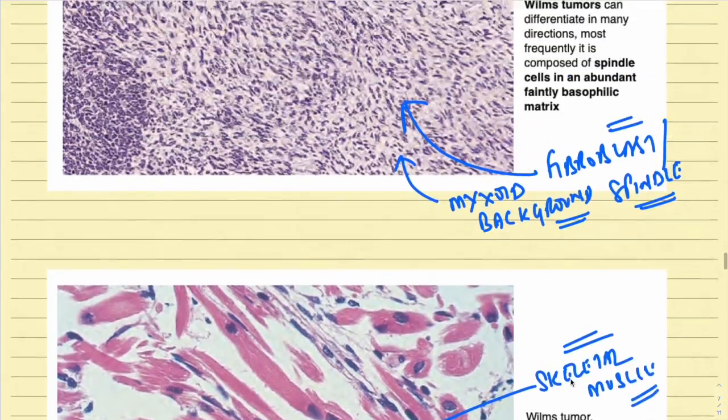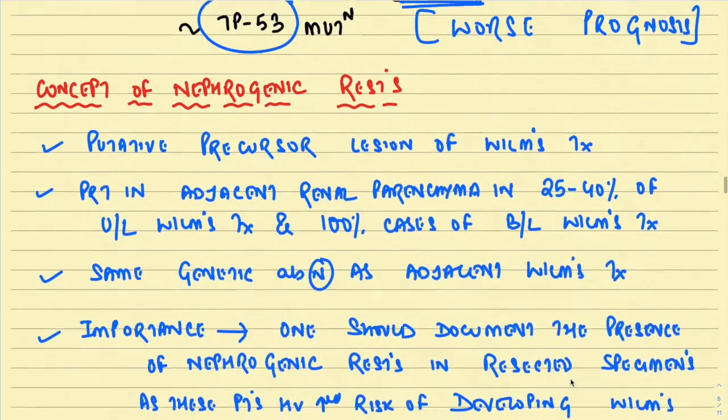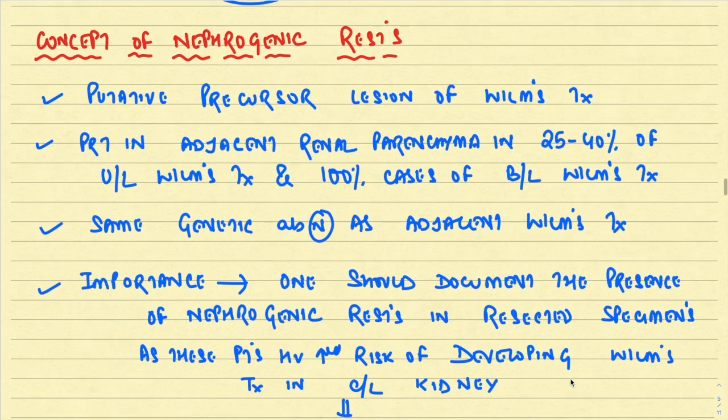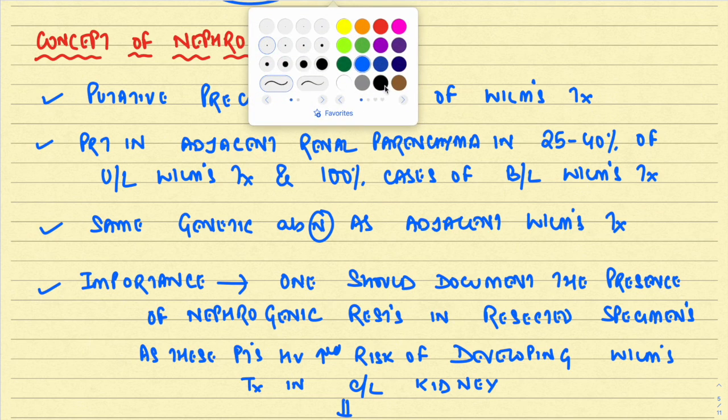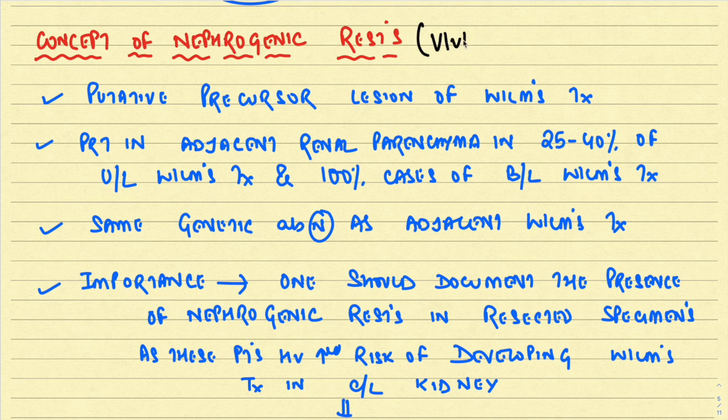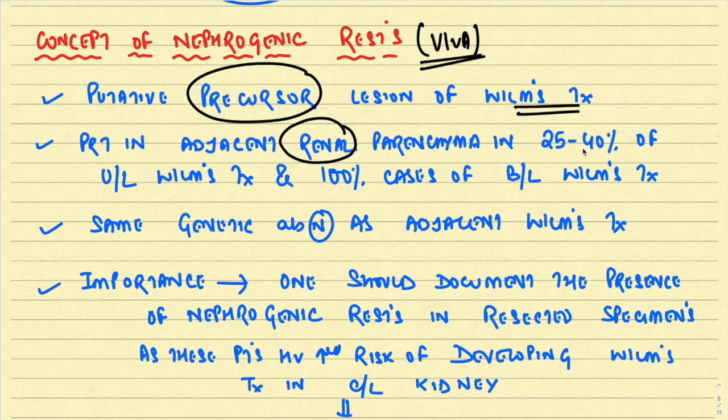Now we want to understand the concept of what is called a nephrogenic rest. This is a very important exam viva question. So what is the importance of nephrogenic rest? It is regarded as a precursor lesion of Wilms tumor. It is present adjacent to the renal parenchyma where there is a Wilms tumor. It is present in approximately 25 to 40% of unilateral Wilms tumors and in 100% of cases of bilateral Wilms tumor.